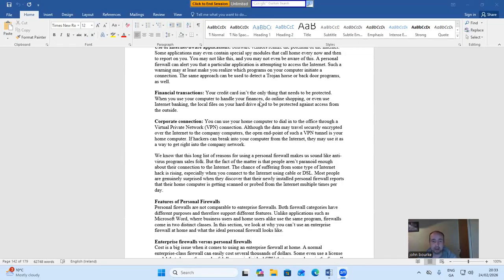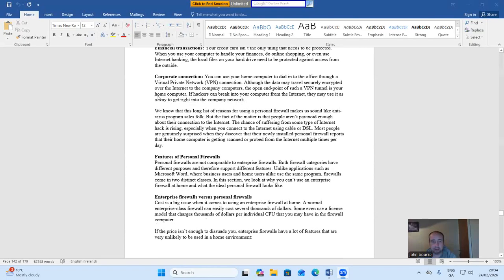When you use your computer to handle your finances, do online shopping, or even use internet banking, the local files on your hard drive need to be protected against access from the outside.